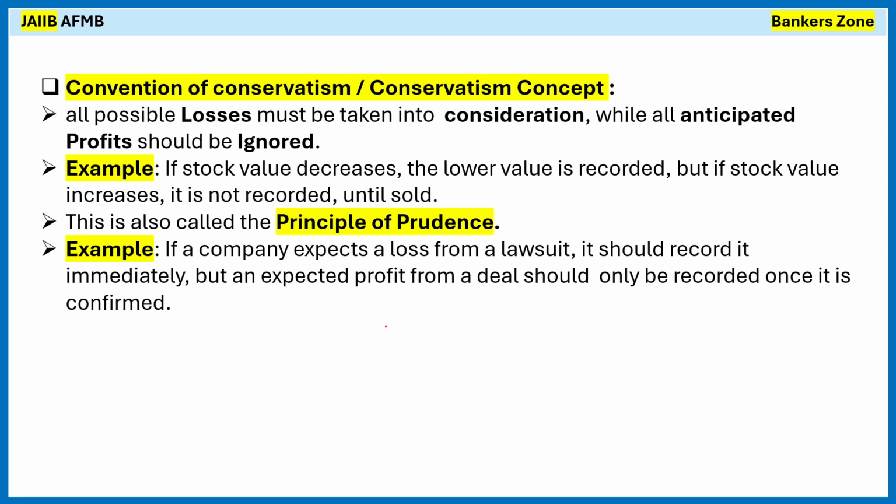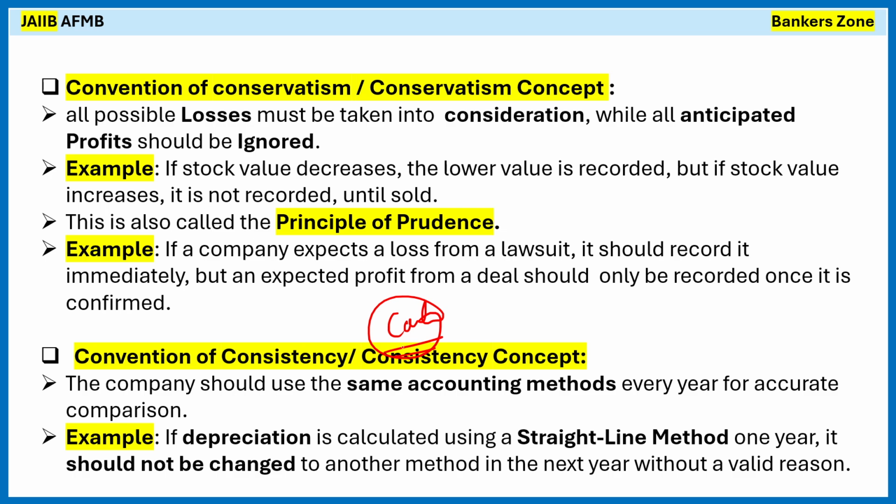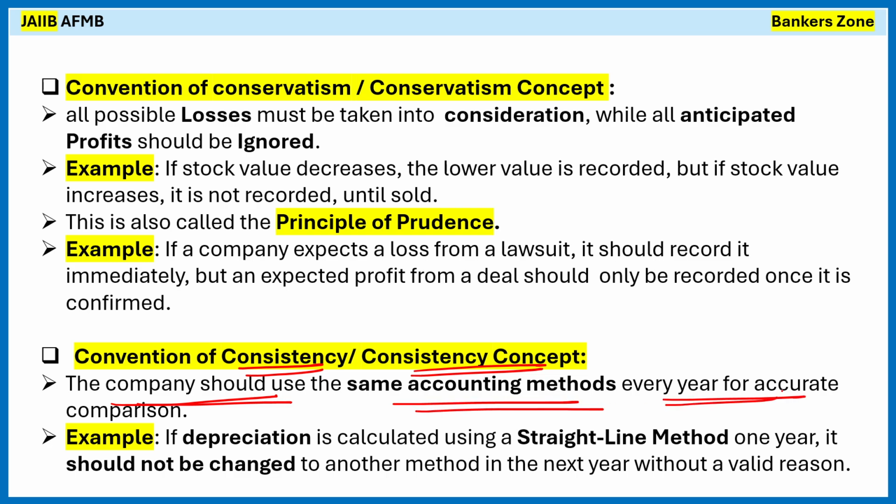Also remember one word here, contingent liability. Contingent liability. Okay. Convention of consistency, or the consistency concept. So what do you mean by consistency? It is very simple: whatever accounting method the company is using should continue for the next year or the several years. Okay. So the company should use the same accounting method every year for accurate comparison.